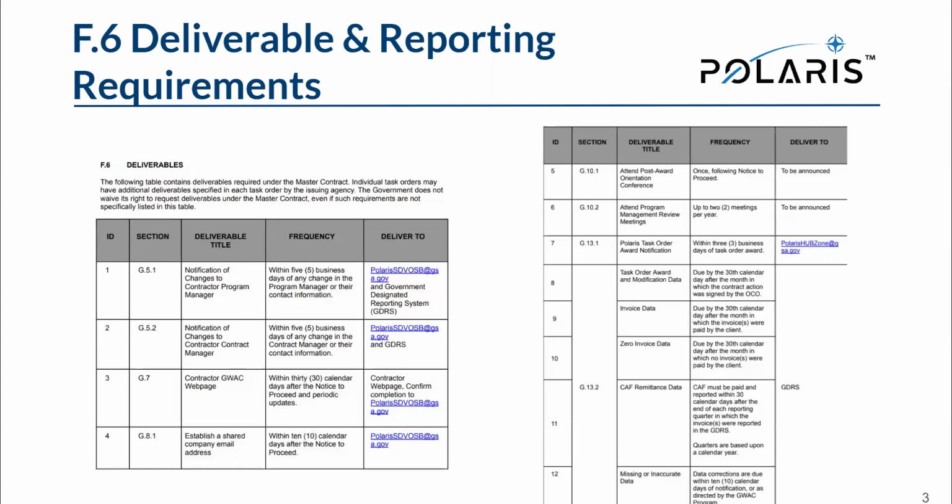As we see here, task order award and modification data are due the month following the contract's official signing by the ordering contracting officer. Invoice reports are due monthly by the 30th calendar day after the month the invoice was paid by the client. In cases where there is no contract activity in the reporting month, you are required to submit confirmation of no reportable transactional data, which we refer to as a no invoice report.